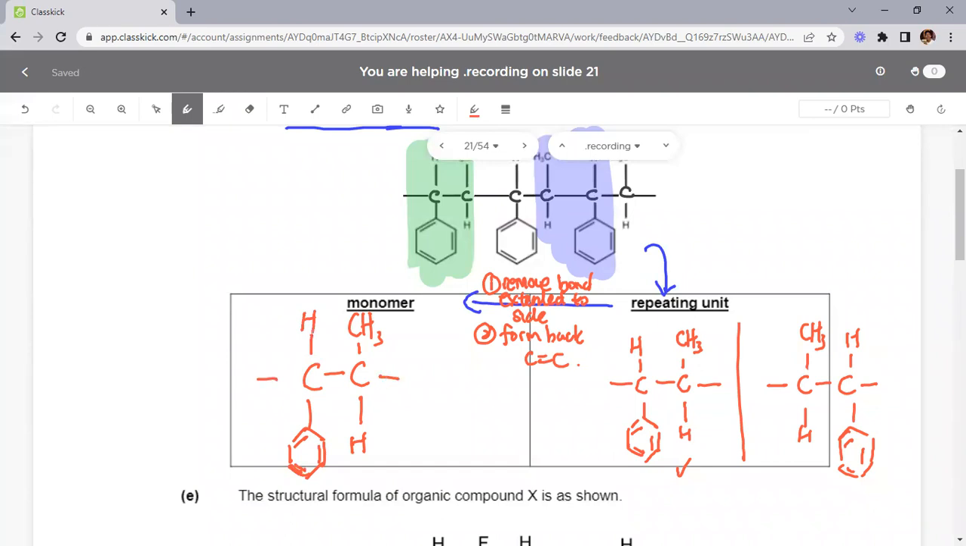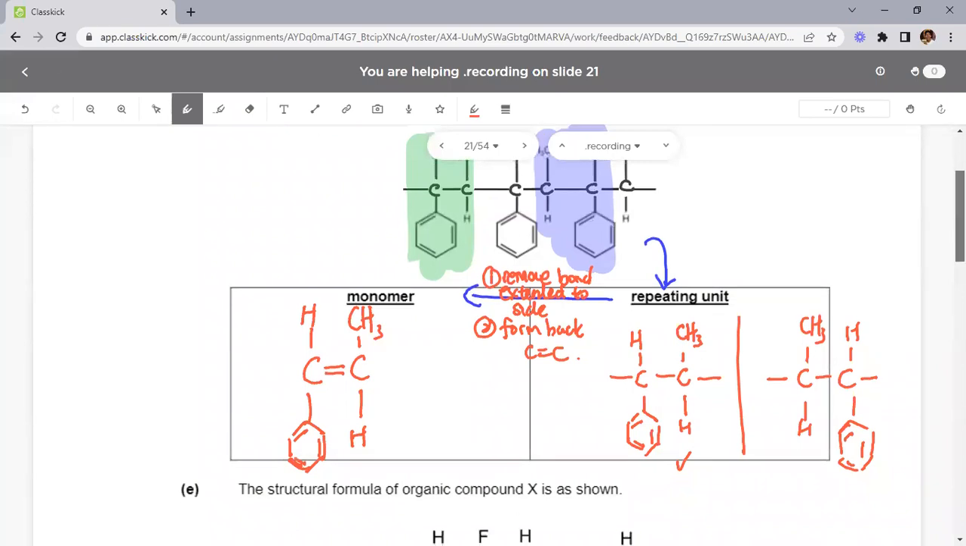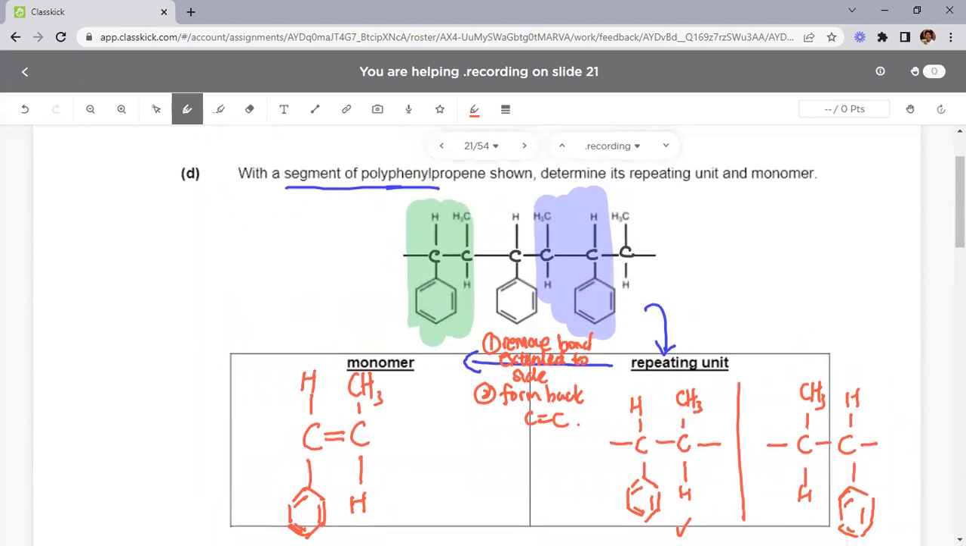So what exactly does it mean to remove the bond extended to the side? It means that I'm going to erase this and this. So I remove the bonds at the side. Next, form back the C double bond C, like this. So you can see here, that's how I got my monomer. It's quite a simple step to get back to the original one. So based on this, you have your repeating unit and your monomer.